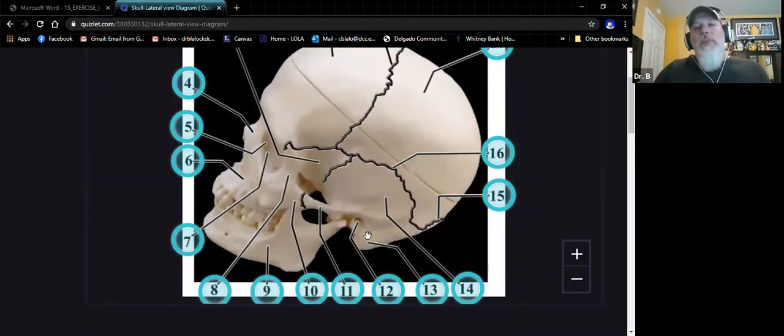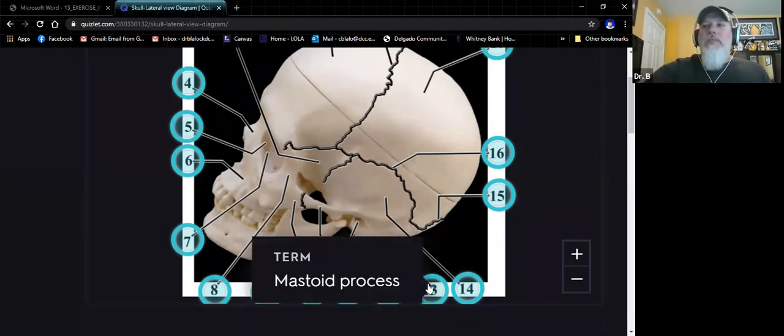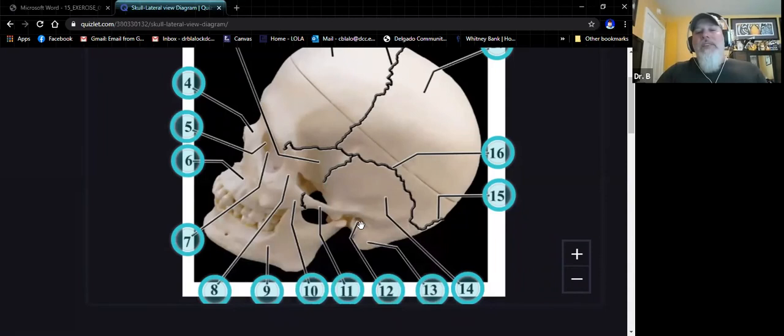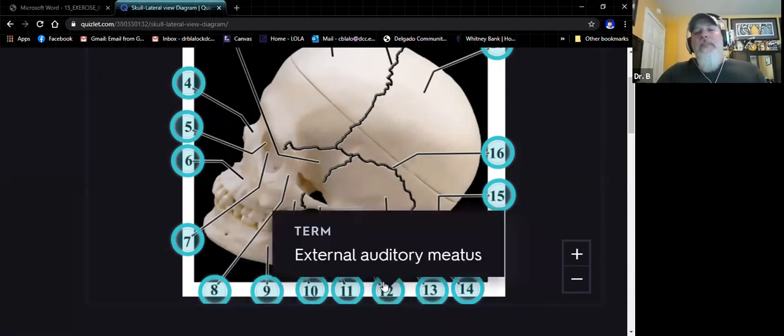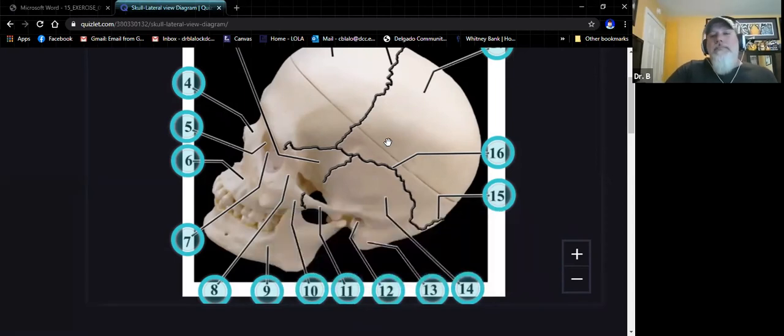On our temporal bone, we have this large bony process right here. Number 13 is pointing to, and we'll see this guy a couple of times, that is the mastoid process. And then just anterior to the mastoid process, this opening right here, that is the external auditory meatus. That is basically your bony ear canal.